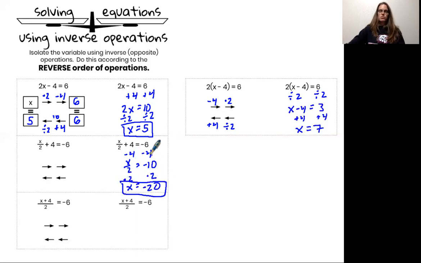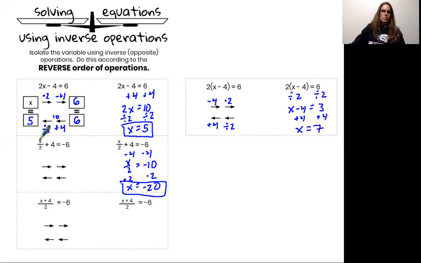X equals negative 20. Now here is one that is a great example to understand why we really need to think about order of operations. So notice here I'm dividing by 2 and I'm adding 4, so my inverse operations should be minus 4 and times 2. But the same operations are happening here, plus 4 divided by 2, but I'm going to have a different solution, and let's think about why.